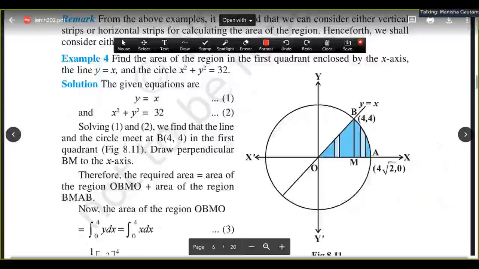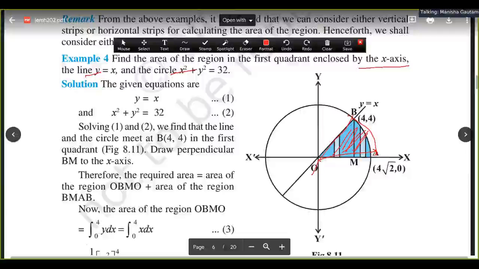We have to take the region enclosed by the x-axis, line and circle. This is the x-axis, this is the line, and this is the circle. It means this one area we have to calculate.